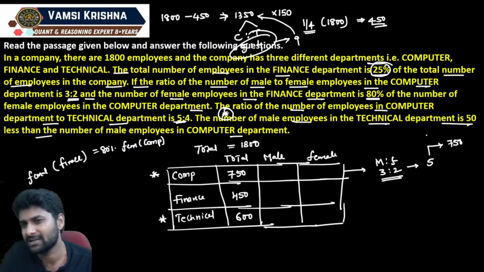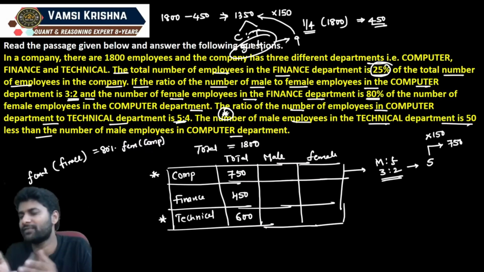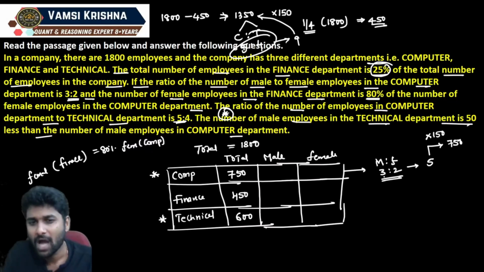What is the total strength we have? 750, right? Now multiply here. Each number is multiplied by exactly 150. 5 times 150 becomes 750. Now it means how many people are male? 3 is multiplied by 150.